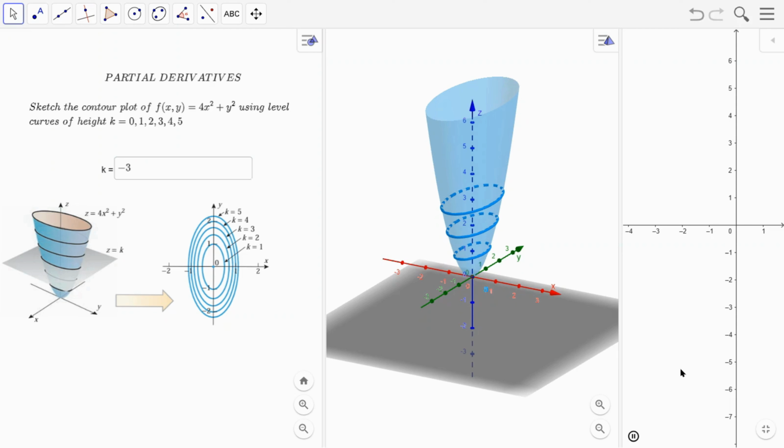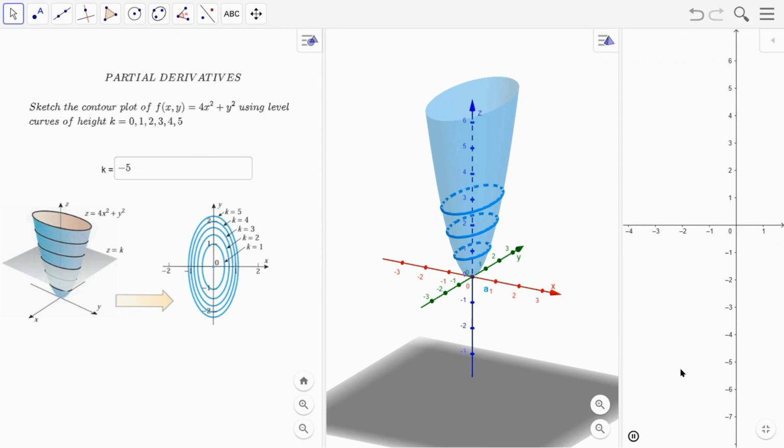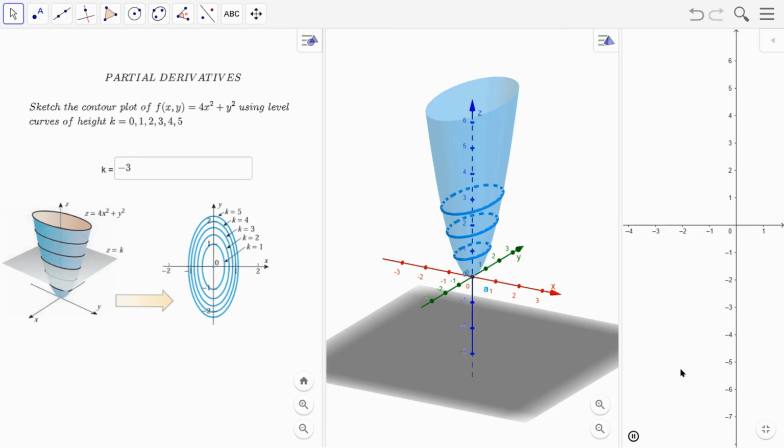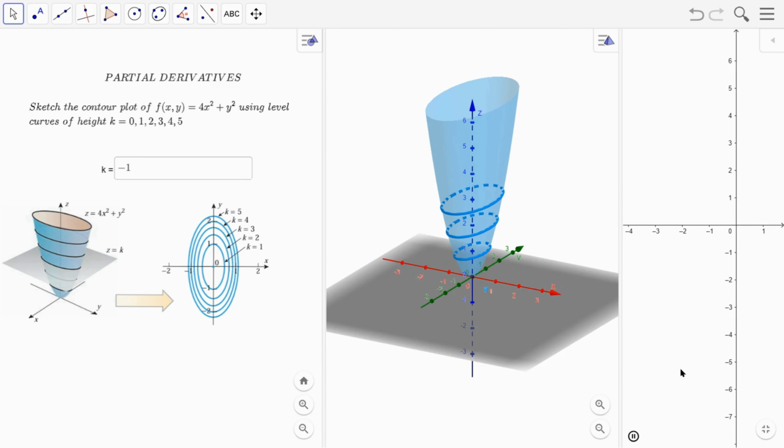Now, if we sketch all of these curves, from the point at the origin to the progressively larger ellipses, we have our complete contour plot.